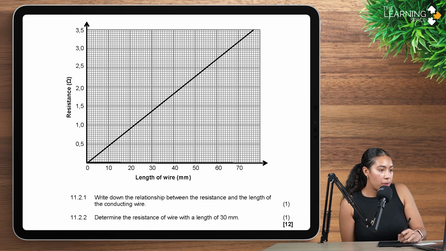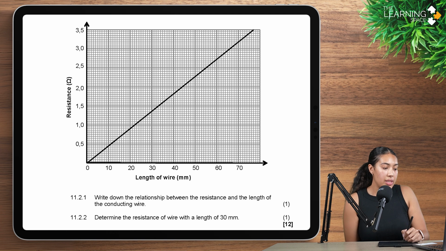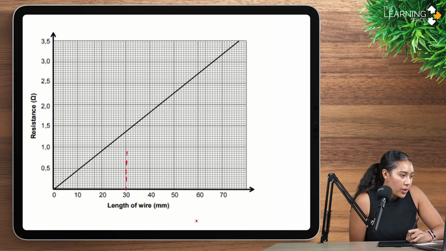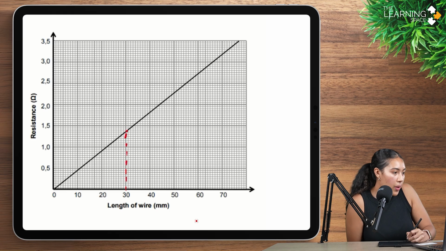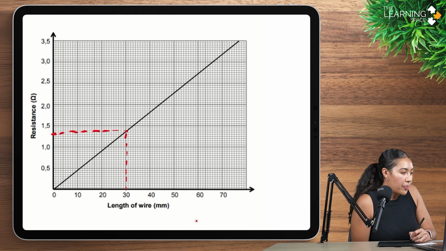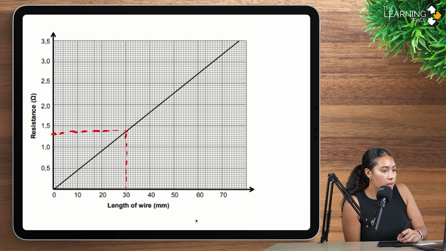Okay, then 11.2.2, they ask us to then determine the resistance of the wire with a length of 30 millimeters. So all you need to do there is go to your graph and actually use a ruler to check where, so we go up at the length of 30 millimeters, and then once we intersect with the line, the graph, we then move across to find the respective resistance. So that would be around 1.35 ohms. And that would be our answer.